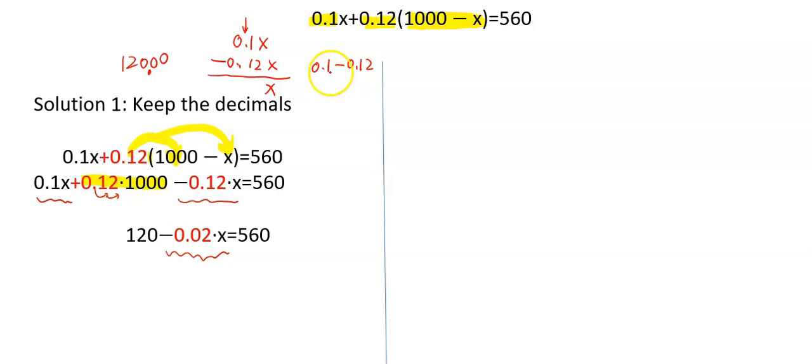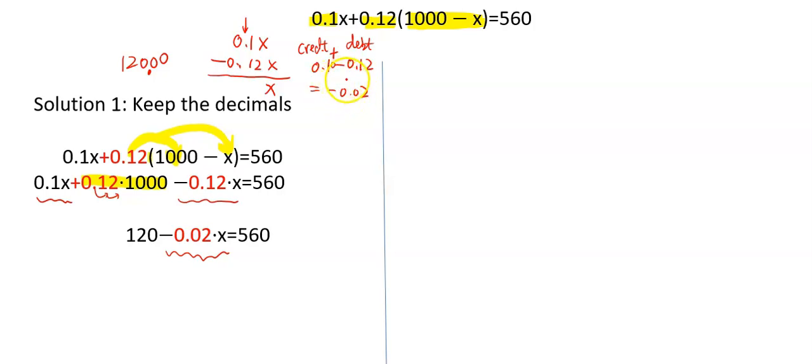You can think of 0.1 as 0.10. So we have 10 cents and we spend 12 cents, so we're left 2 cents in debt. You can also think of this as plus negative 0.12. 0.12 is debt because it's minus, and 0.10 is credit. So we have more debt than credit, so the final answer should be in debt, negative.